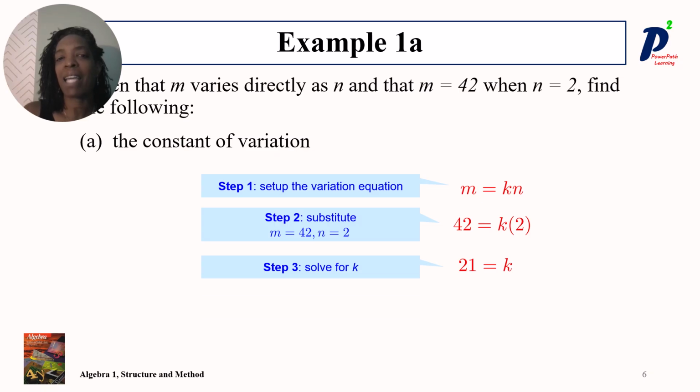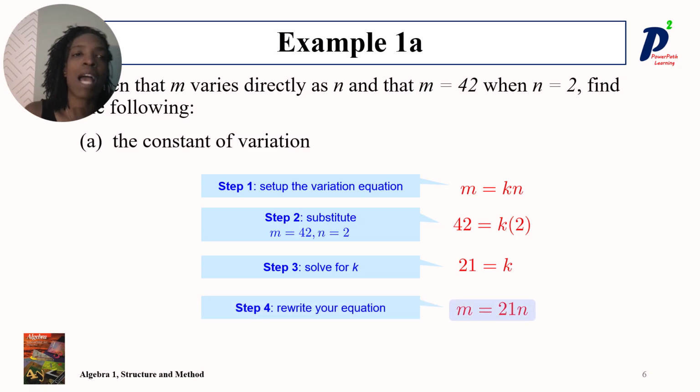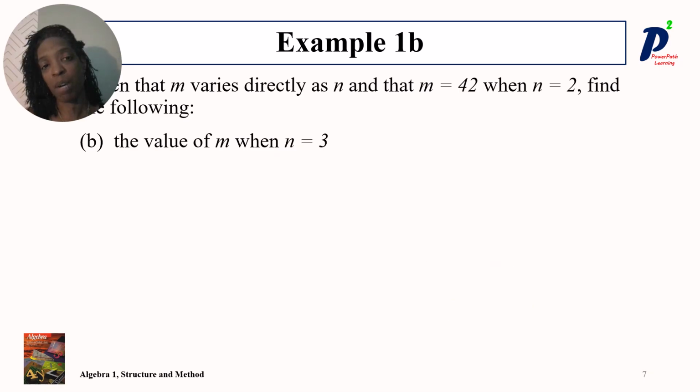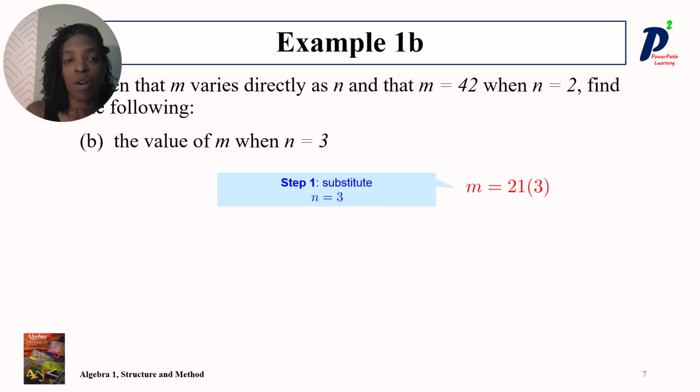I'm going to put k back into my expression, and now I have an equation. M equals 21n. This is going to help me for the next part, which asks me for the value of m when n equals 3. So I already know that m equals 21 times n. All I have to do is substitute n equals 3 and simplify to get 63.